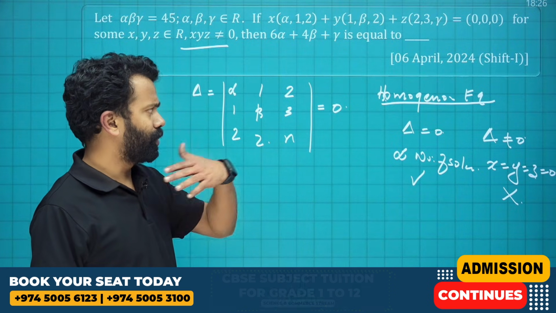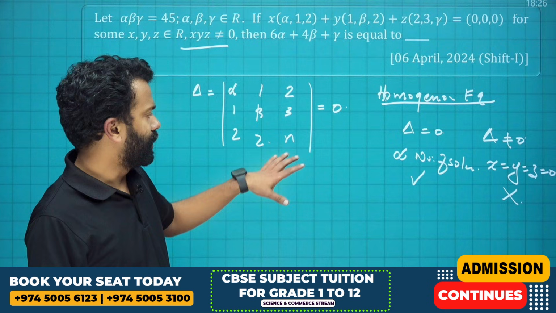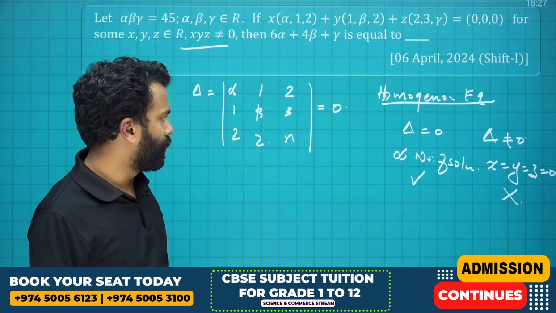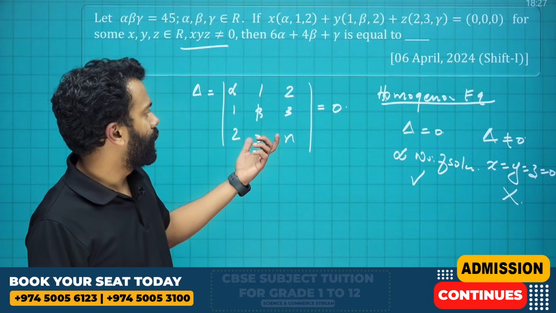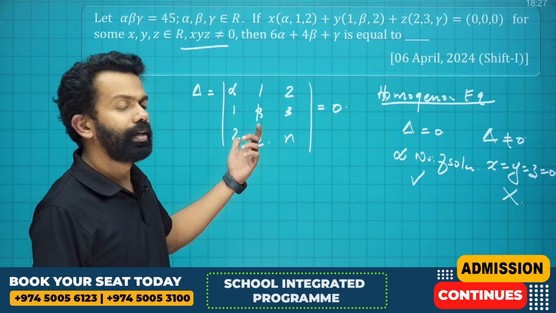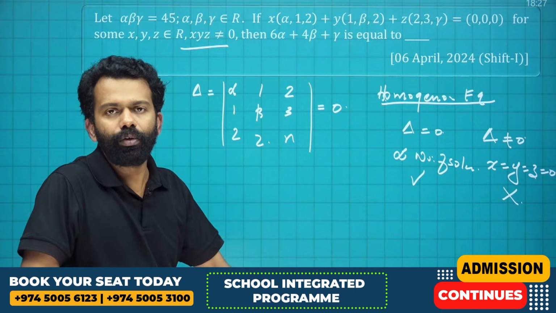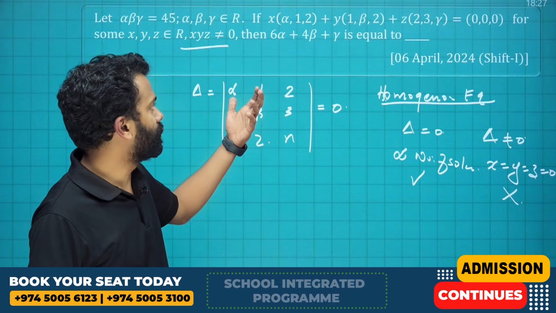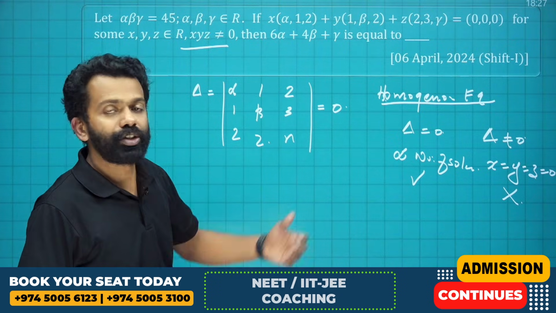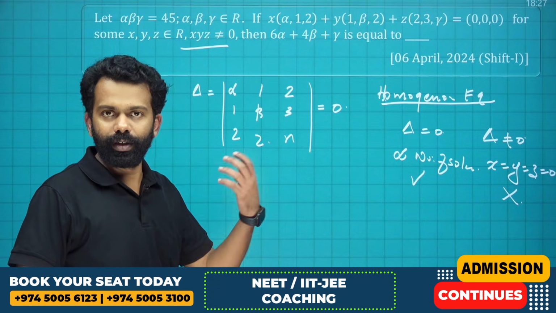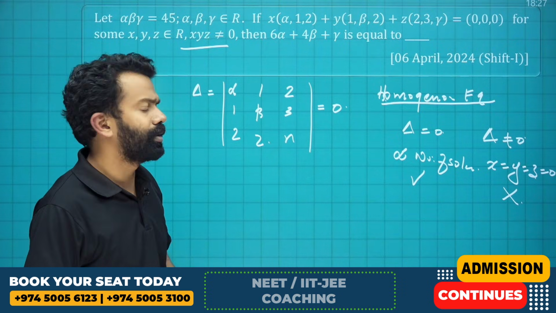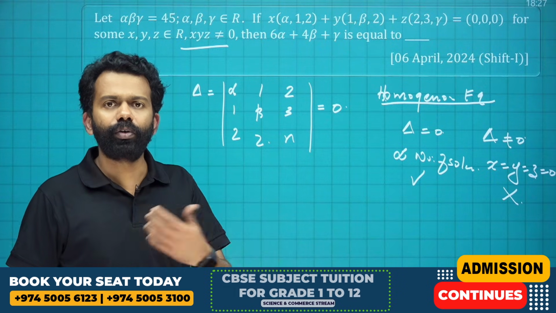See, the problem most students will think of is this. The value of this determinant is equal to 0, but we only get one equation in terms of alpha, beta and gamma. How will you solve this without the information of any other data? No other data is given in the question. It is also an integer type question, and no options are given. How will you solve this?